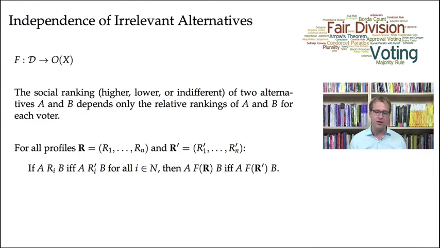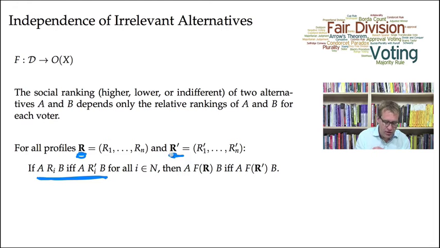So the idea here is, if you give me two profiles, R and R prime, and it's the case that the relative ranking of A and B is exactly the same for those two profiles. What that means is, let's look at profile R. We look at the voters. There are some voters that rank A strictly ahead of B, some voters that rank B strictly ahead of A, and some voters that are indifferent between A and B.